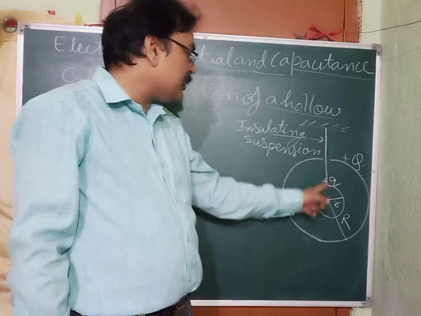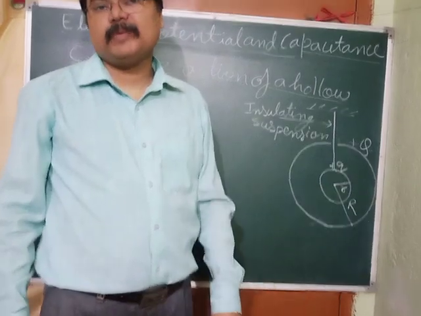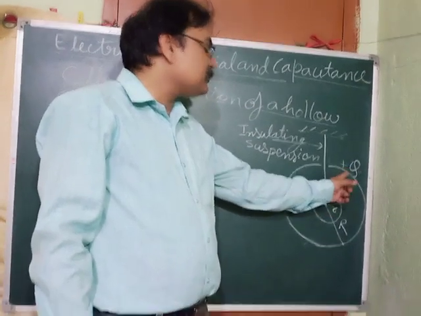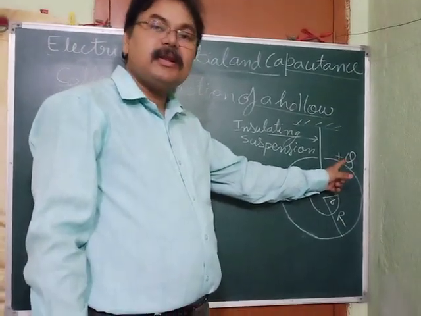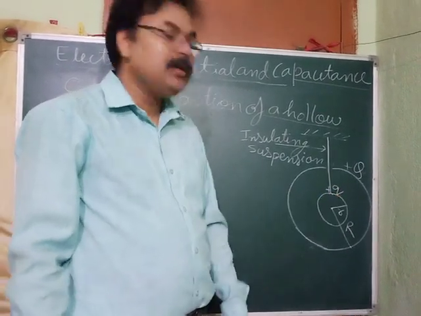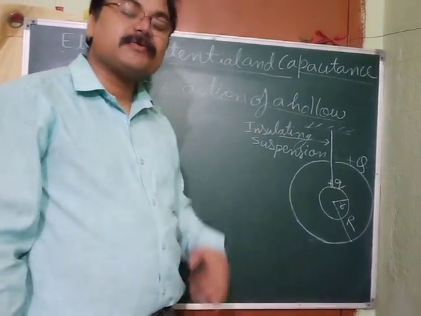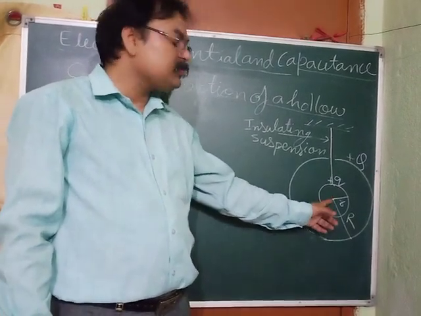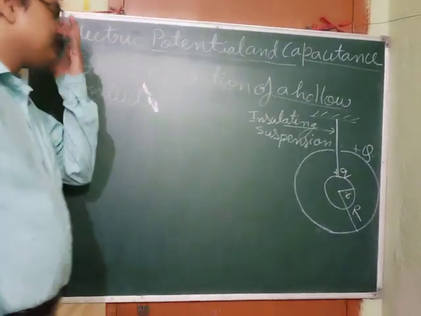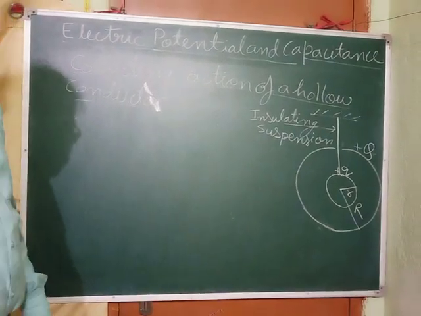It is hanging such that it is concentric with this external spherical cell. Now both spherical cells are concentric, and both are conducting. The external spherical cell has charge plus capital Q. The internal spherical cell has charge plus small q. The radius of the internal spherical cell is small r, and the radius of the external spherical cell is capital R. Now, tell me what will be the potential on the surface of the external spherical cell.